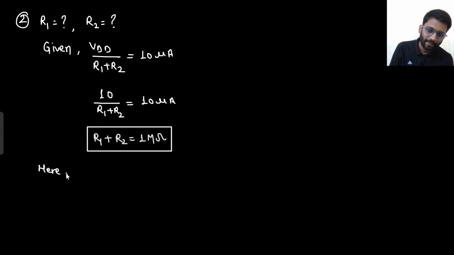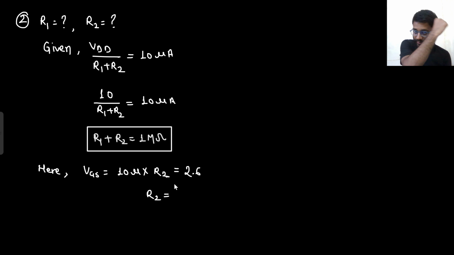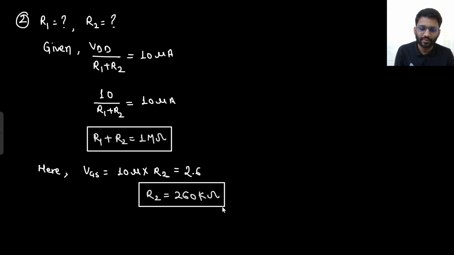Here VGS is equal to 10 micro into R2, and that is equal to 2.6. So here what will be the value of R2? That would be 260 kilo ohm, right? Because 10 would come here, this would make 0.26, 0.26 into 10 to the power 6. So R2 would be 260 kilo. So this is one of the answers.